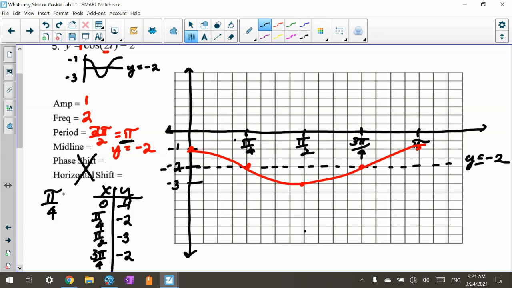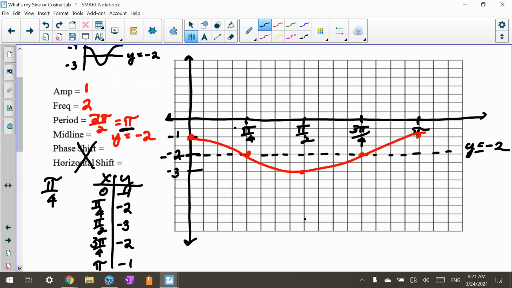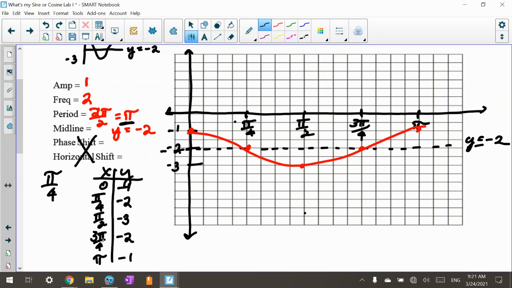Now, in order to do this, I take my period here, pi, and I'm going to divide it by my 4 quadrants, and I'm going to count by pi over 4. So I set up my table: 0, pi over 4, 2 pi over 4, which reduces down to pi over 2, 3 pi over 4, and 4 pi over 4, which reduces down to pi. And notice I end with my period.